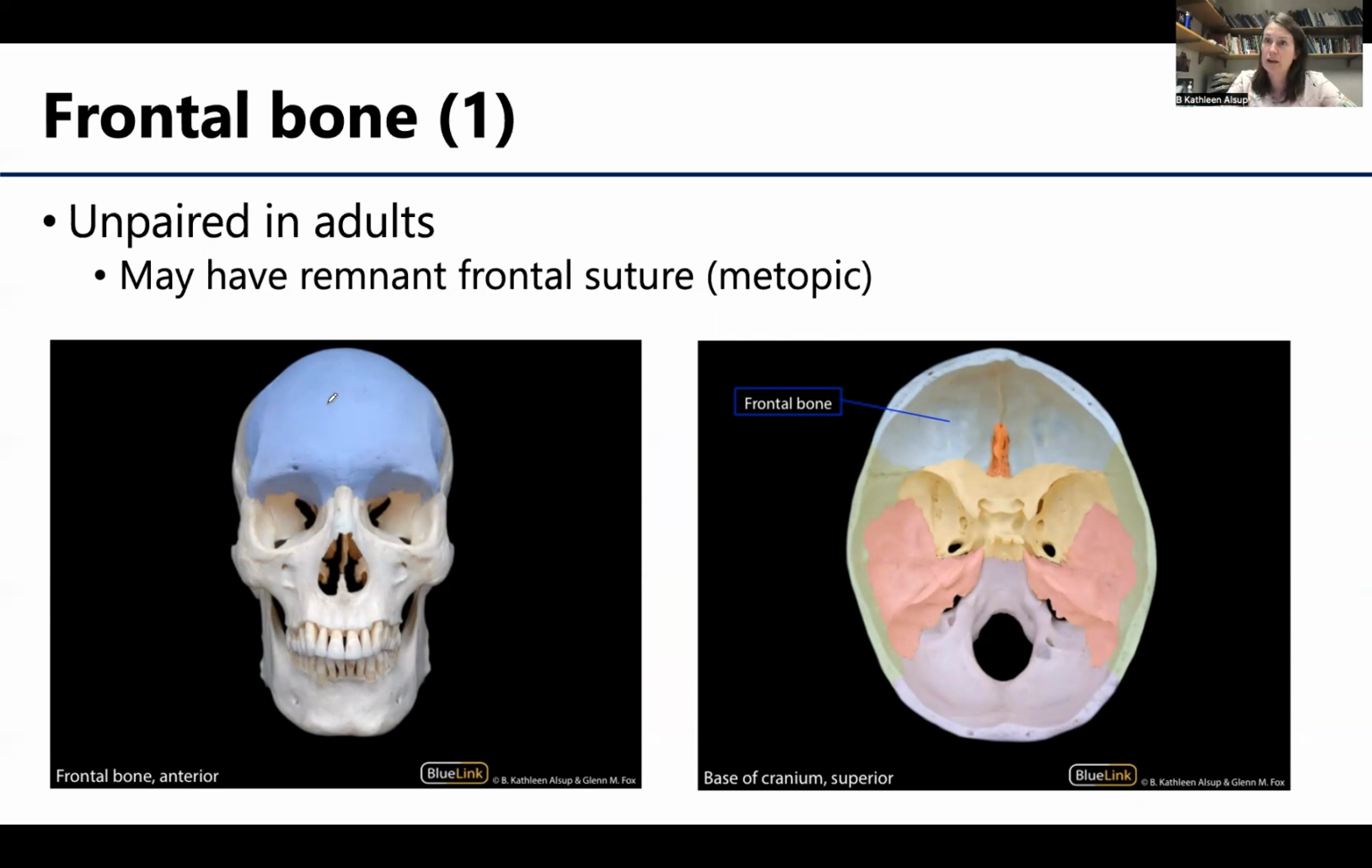It is unpaired in adults, meaning that you only have one frontal bone. But during the juvenile period, it's actually two bones that will completely fuse together to form the one bone. But you may have a remnant of that frontal suture. And if the remnant persists into adulthood, that's referred to as the metopic suture. So it'd literally be like a suture line kind of running down the midline here.